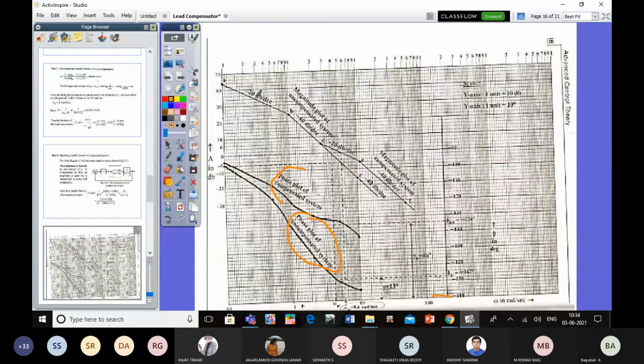Here you can see that this is the uncompensated system and this is the compensated system. The magnitude plot of the compensated system is this one, and the magnitude plot of the uncompensated system is this one. Here you can see where it is intersecting 0 dB. That 0 dB line you can extend, and it will intersect at one point in the phase angle plot. In this uncompensated system phase angle plot, it is approximately minus 167, within the range 165 to 167.